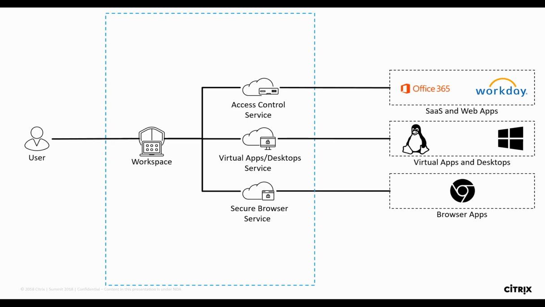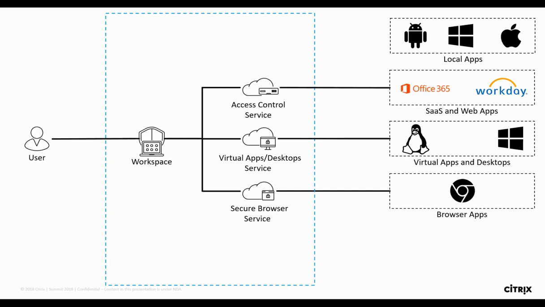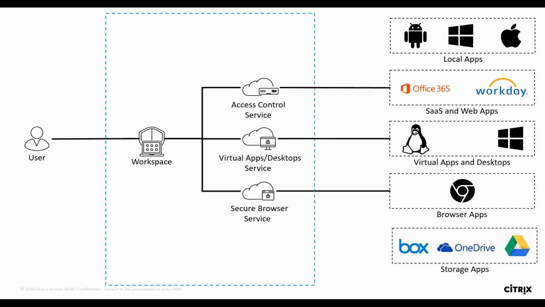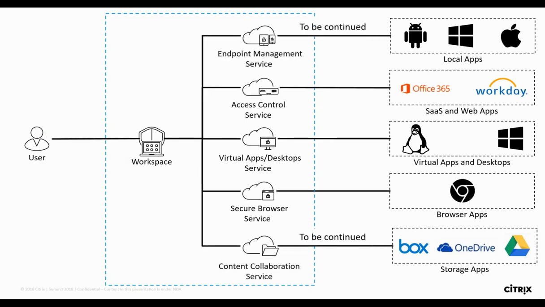So what's left when it comes to our overall workspace? Local apps. How do I handle local apps on my endpoint devices? Are those Android? Are those iOS? Are those Windows applications? How do I handle those applications? How do I handle storage apps? How do I handle access to my data, regardless of which storage app I am using? And for that, those are going to be the endpoint management service as well as the content collaboration service.